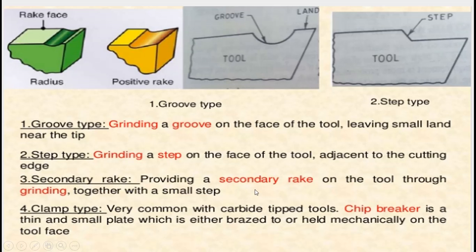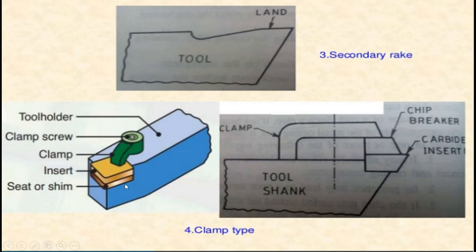Second rake angle is provided on the tool through grinding, together with a small step. And last, the clamp type. Here you can see a small clamp type, and this is the secondary rake angle. I hope up to this it is clear to the students, and in today's lecture we will stop over here.